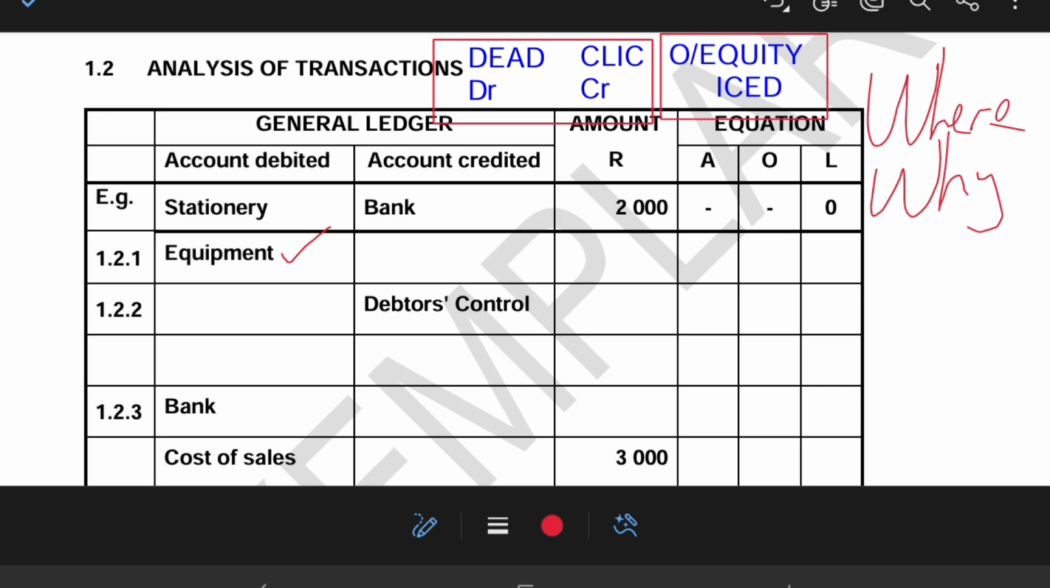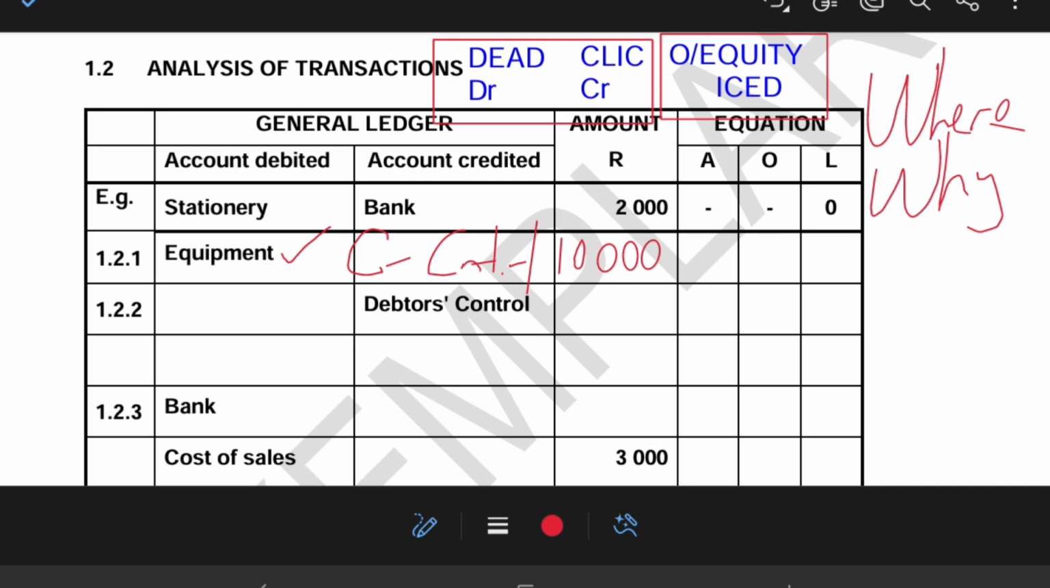Now, the other entry is going to be creditors control. And why do I say creditors control? That's because this amount was not paid. This money was not paid. It was done on credit. So we are going to pay them later. So the account affected here is creditors control. How much is the transaction for? 10,000 Rand.